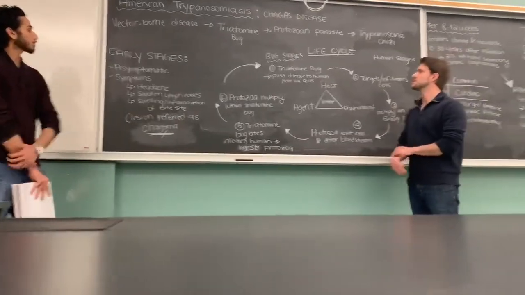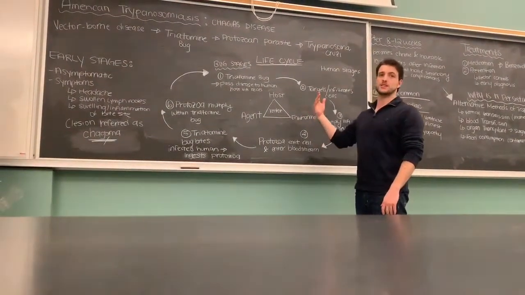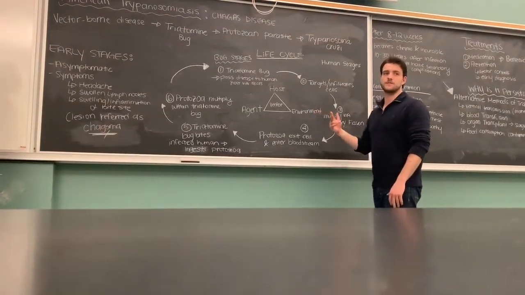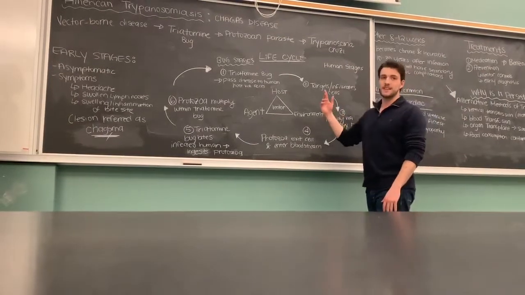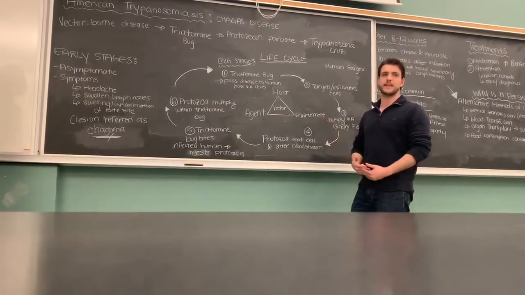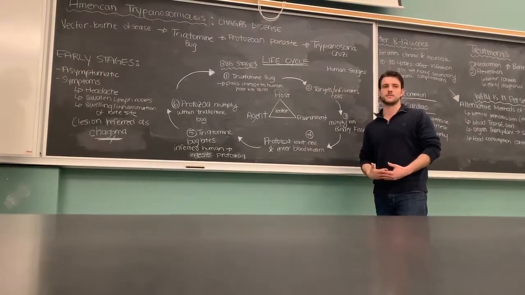All right, and in terms of the life cycle of the disease, there are two stages. There is the bug stage and the human stage. The first stage involves an infected triatomine bug biting a human host. And immediately after biting the host, they defecate on the vector site, which allows the protozoa to enter upon scratching at the site of the bite.